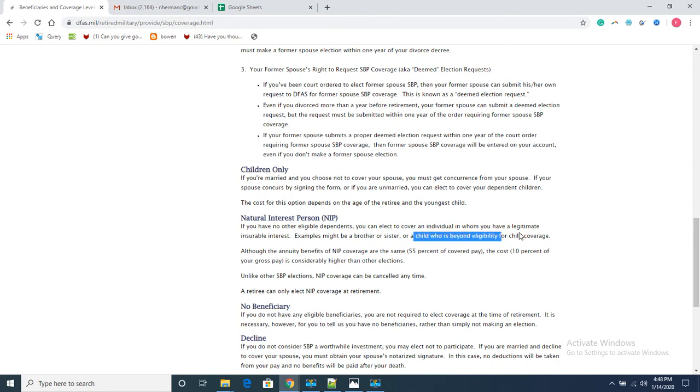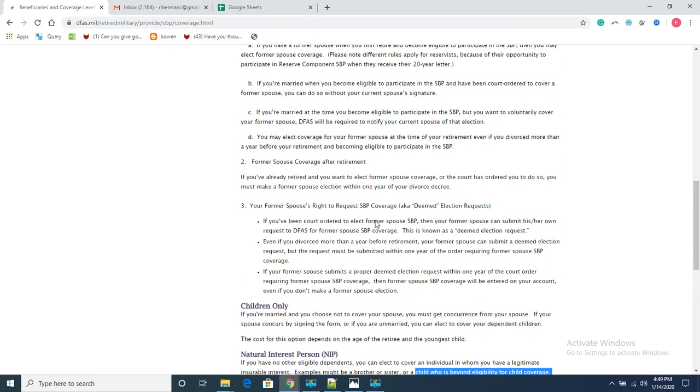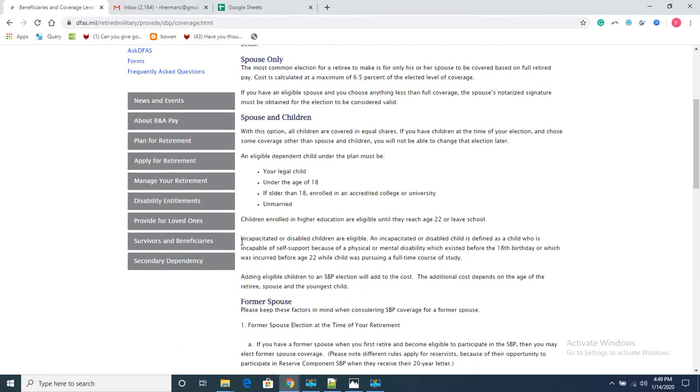So the child that they're talking about down here is probably a niece or nephew. Maybe the person, the annuitant, is unmarried and has no children, but perhaps their sister is married and has a disabled child. Well, they can declare that child to be the beneficiary, provided, according to this, that child is beyond the eligibility for child coverage, which means they have to be incapacitated or disabled.